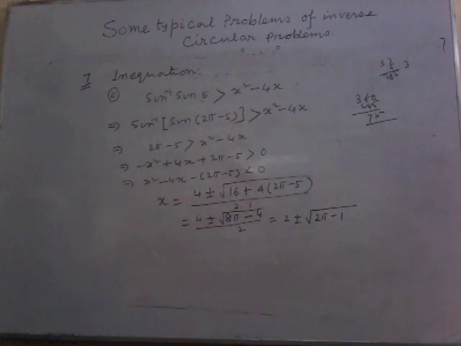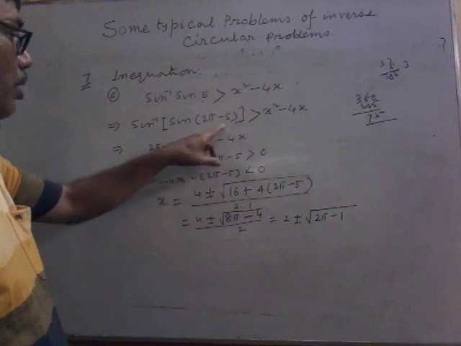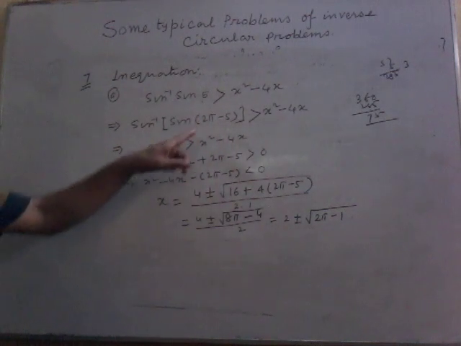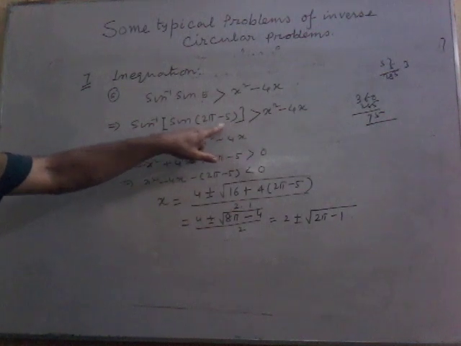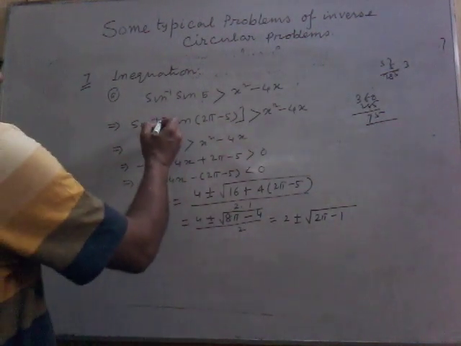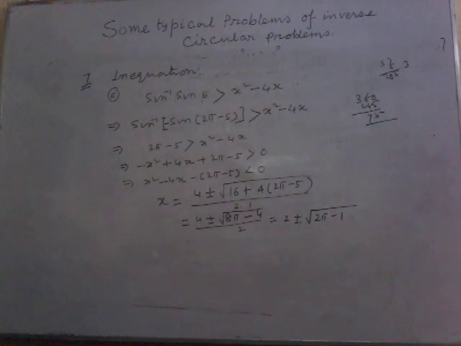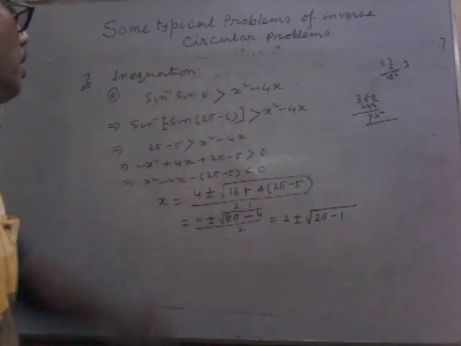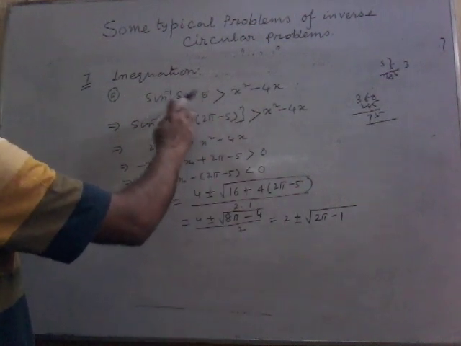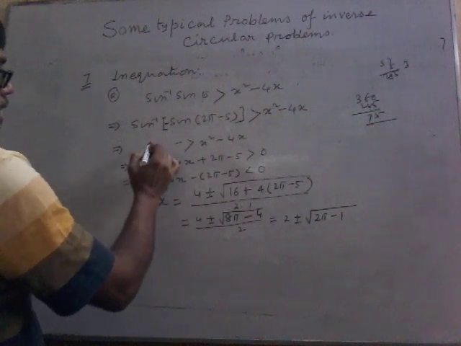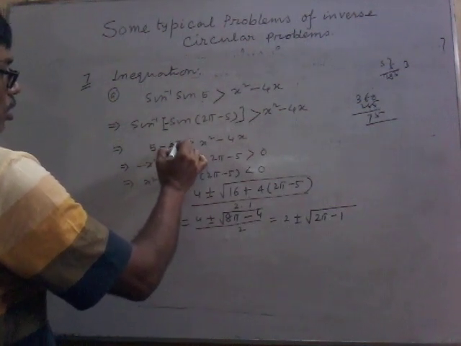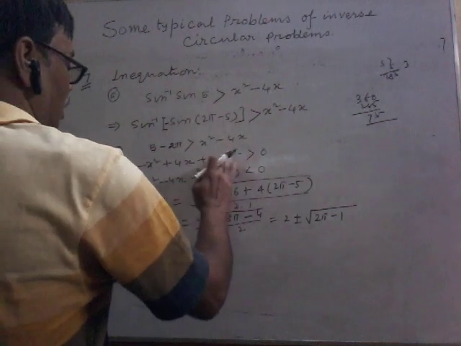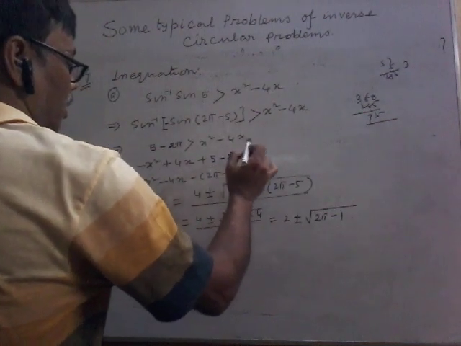So let us consider it again. So look, sine of 2π − 5. Sine 2π − θ equals −sin θ. So here you have to put a minus, because sine 2 pi minus 5 is minus sine 5. So this minus and this minus in sine inverse sine 5. So this will be 5 minus 2 pi. So the earlier one is wrong. 5 minus 2 pi is greater than x square minus 4x.